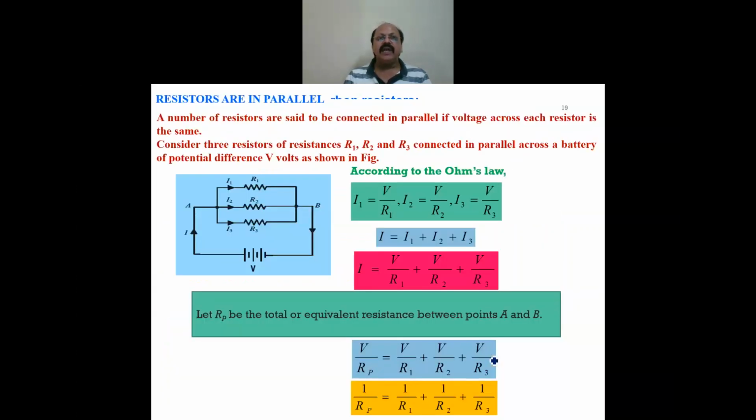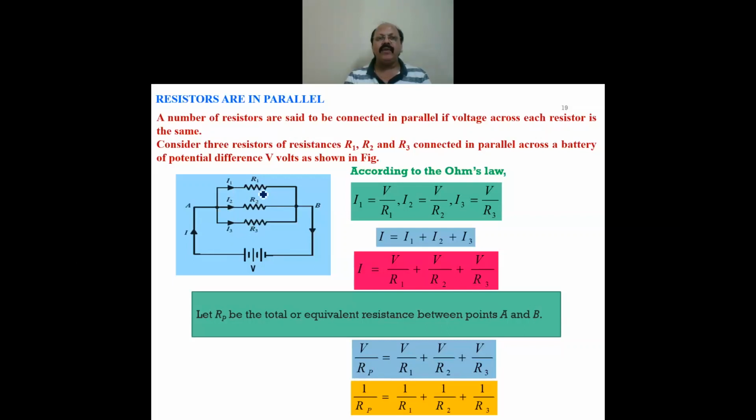Similarly, resistors in parallel. In that condition, potential difference remains constant across each resistance. A number of resistors are said to be connected in parallel if voltage across each resistor is same. Here we are taking the three resistors of resistances R1, R2, R3. They are connected in parallel with a battery. Then a current is flowing through it. When it reaches here, then it is divided into three parts. That is I1, I2, I3.